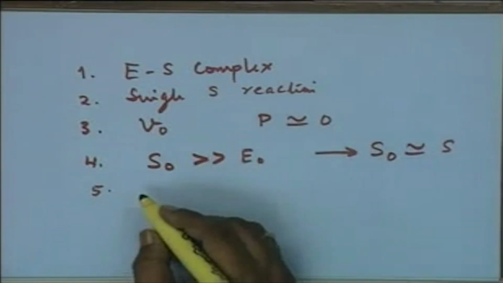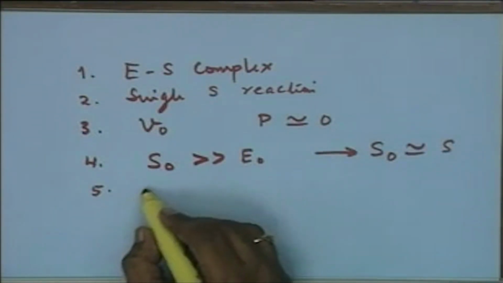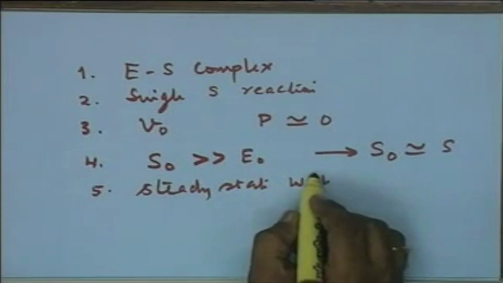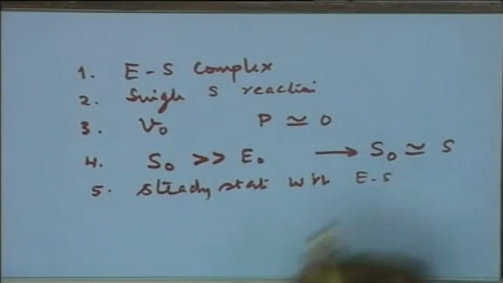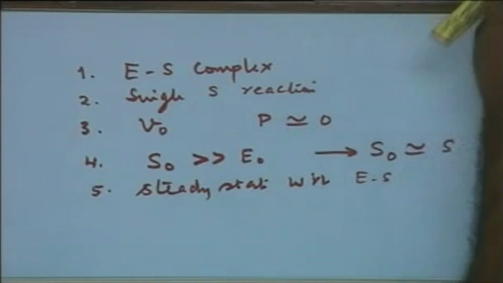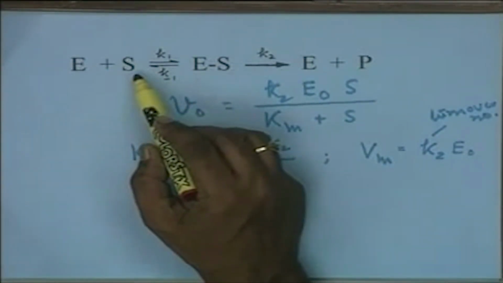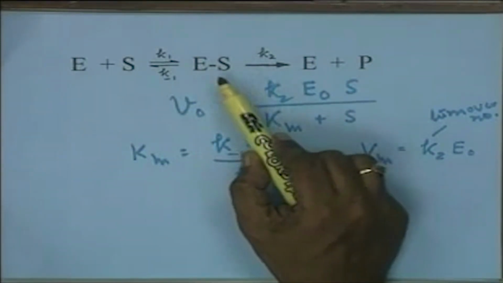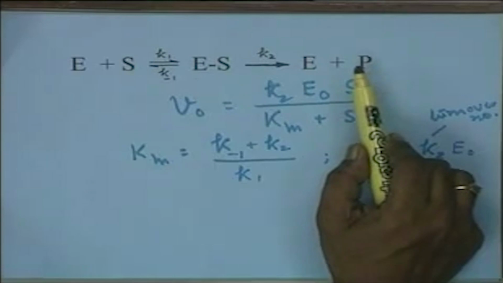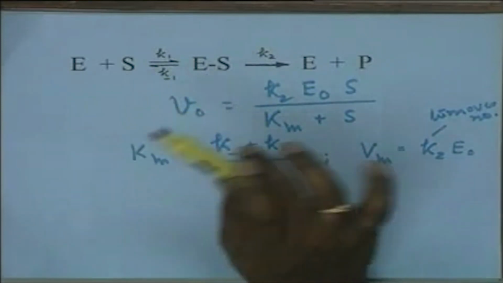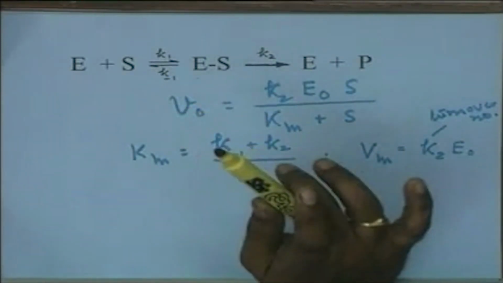Then, as I mentioned, Briggs and Haldane's hypothesis was regarding the steady state with reference to the ES complex. Now, this is a very loaded statement, particularly a deviation from the original Michaelis-Menten hypothesis, which states the equilibrium of ES. Here you must appreciate that when we talk of equilibrium of the enzyme substrate complex with enzyme and substrate molecules, it means essentially that the breakdown of the enzyme substrate complex into product is a very slow process, and it does not disturb the equilibrium process of the enzyme substrate binding. That was the original concept of Michaelis-Menten.